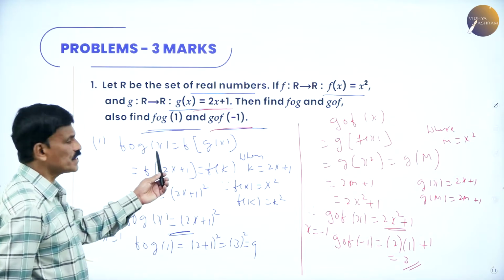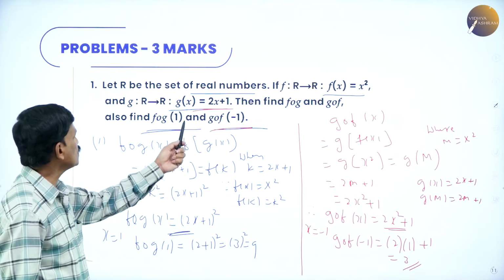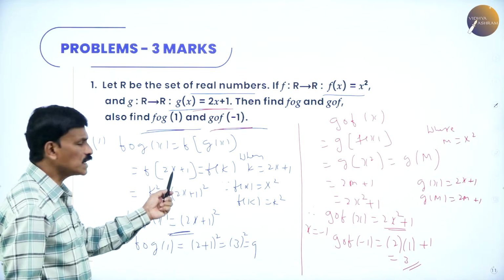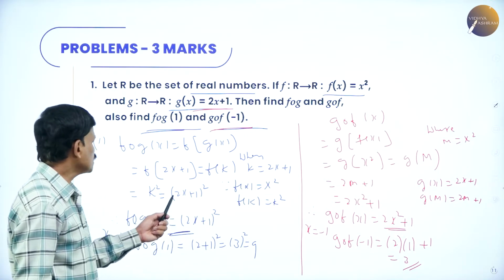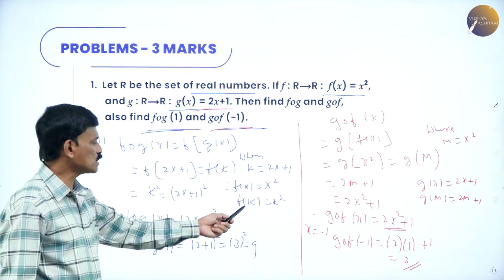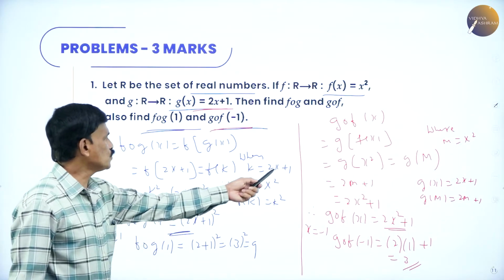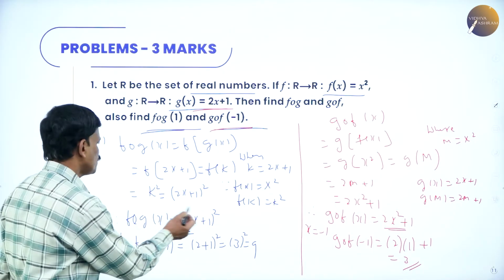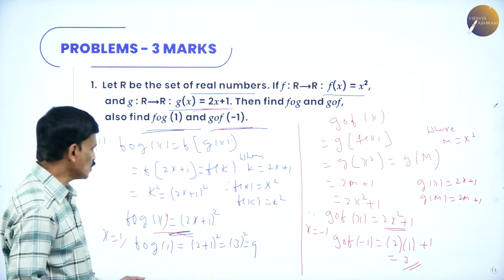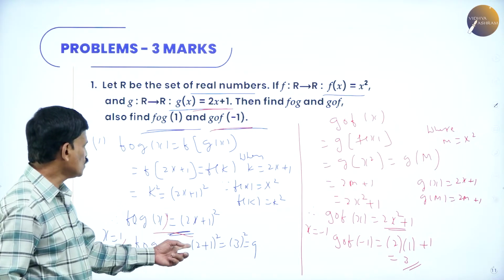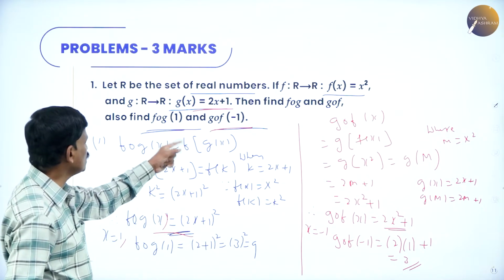See here, first one, f of g of x is f of g of x. g of x is equal to 2x plus 1. Let us represent this as k, then this becomes f of k. K is nothing but 2x plus 1. Since f of x is equal to x square, if you replace x by k, f of k is equal to k square. Now substitute the value of k, (2x plus 1) whole square. Now put x is equal to 1. Then f of g of 1 is 2 into 1 is 2 plus 1 whole square. 3 square is equal to 9. f of g of 1 is equal to 9.